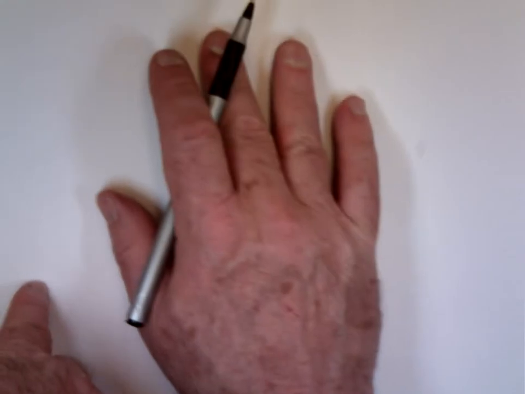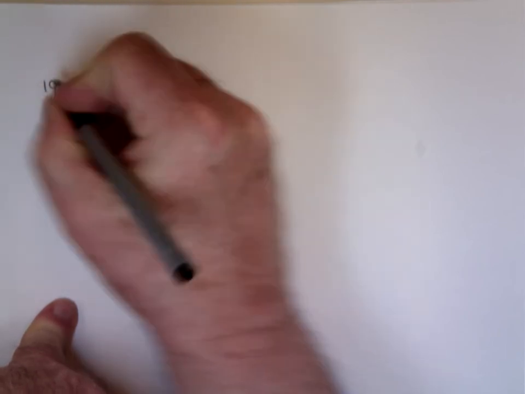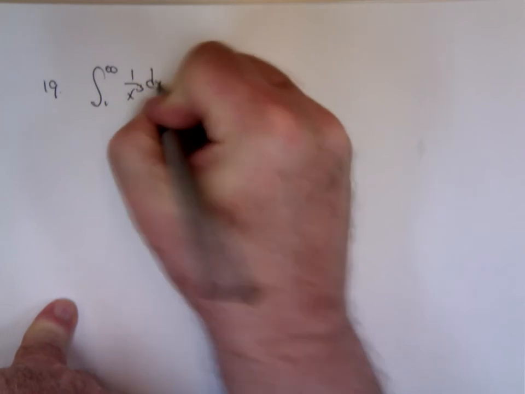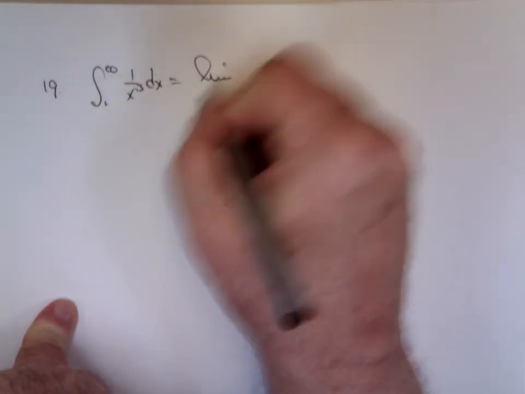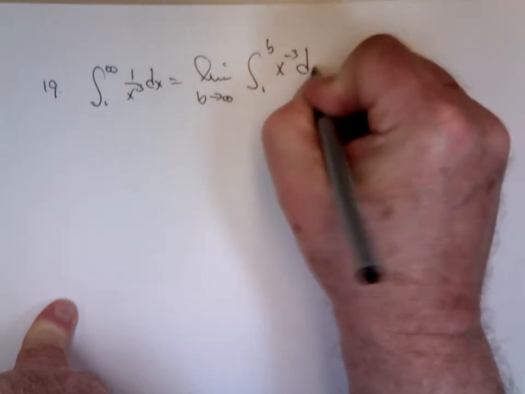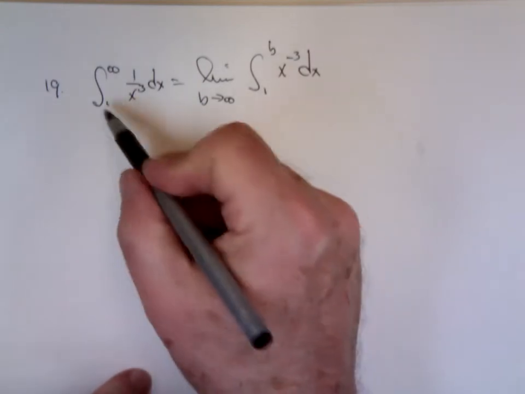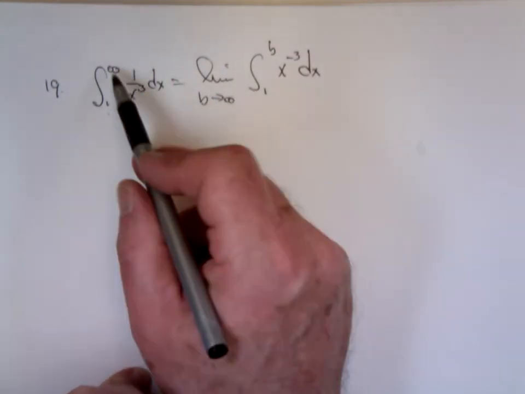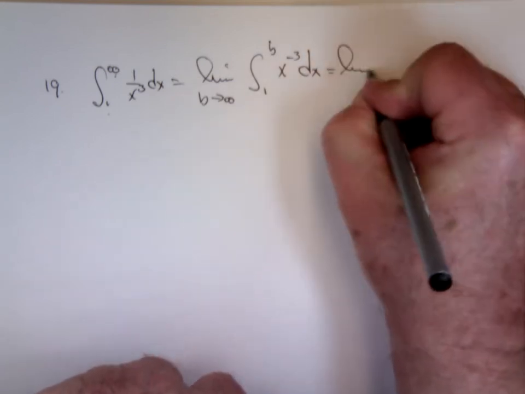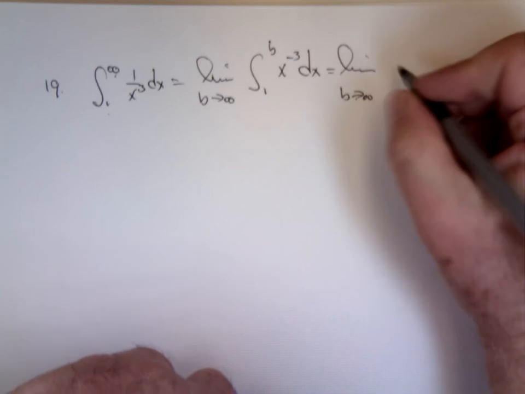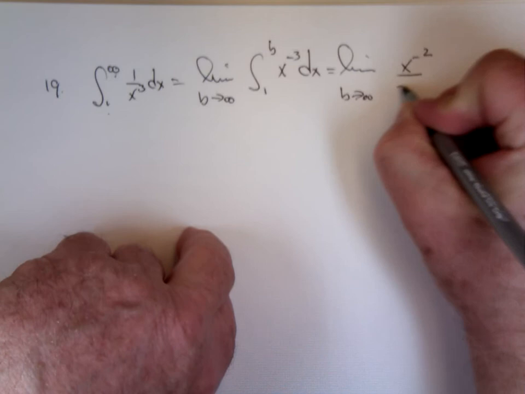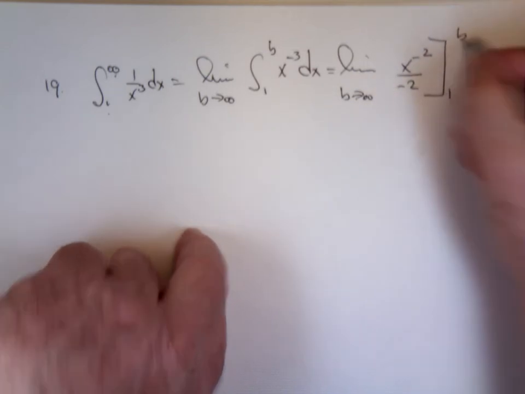Number 19. The integral from 1 to infinity of 1 over x cubed. What makes it improper is the infinity. We'll take the limit as b goes to infinity of the integral from 1 to b of x to the negative third. Why b, not a? Because this is a, this is b, and it's the b that's causing it to be improper. So take the limit as b goes to infinity. Add 1, and you get just what we just did. It's the same thing, and I'm going to rewrite it again.